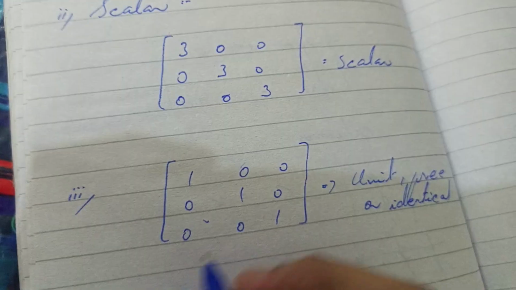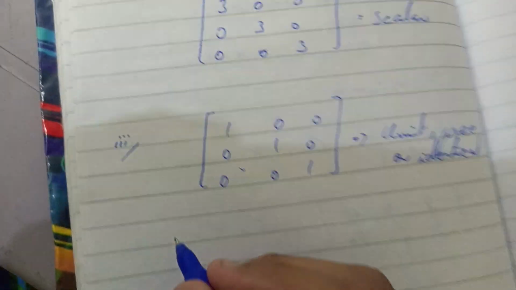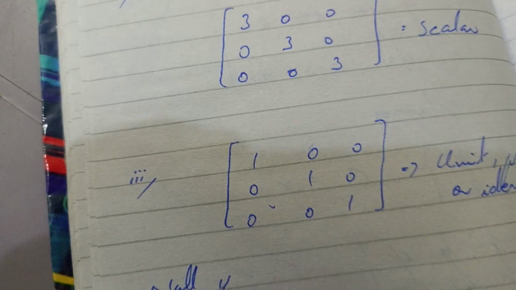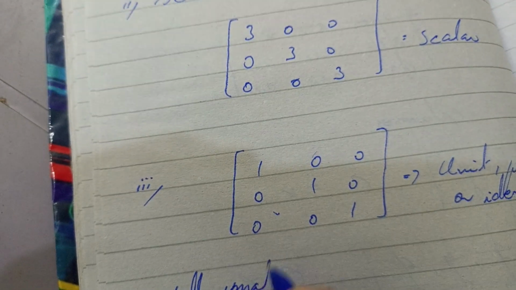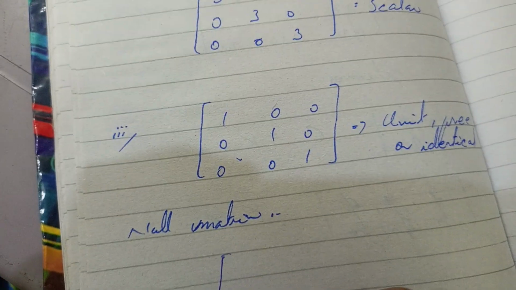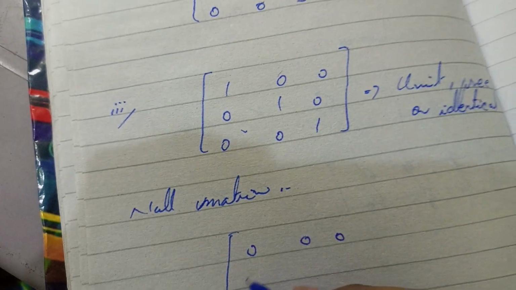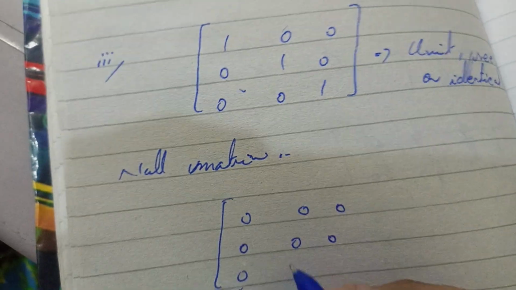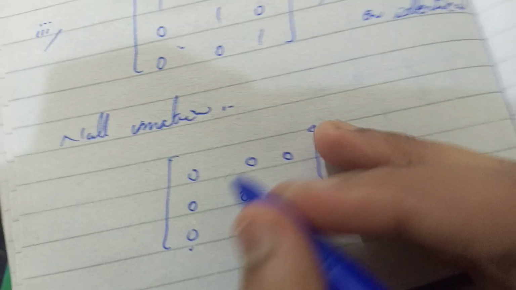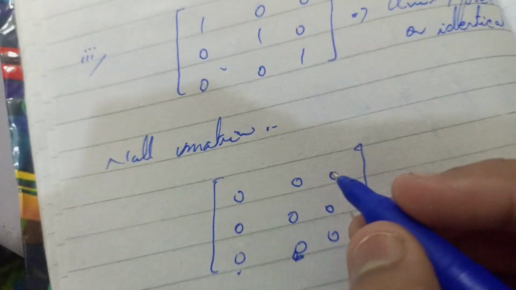Now we have another matrix, which is the null matrix. In a null matrix you only have zeros: 0 0, 0 0. Let me write here 0 0. This is called the null matrix because it does not contain any elements except 0. So that's the thing.